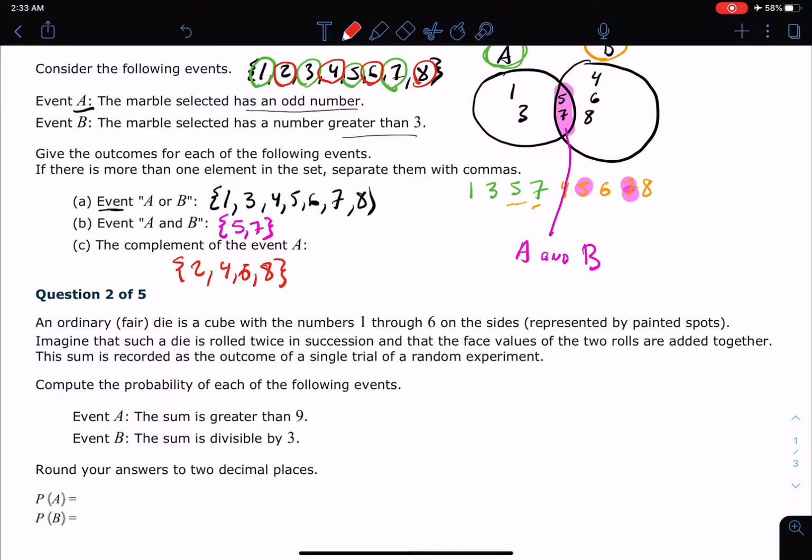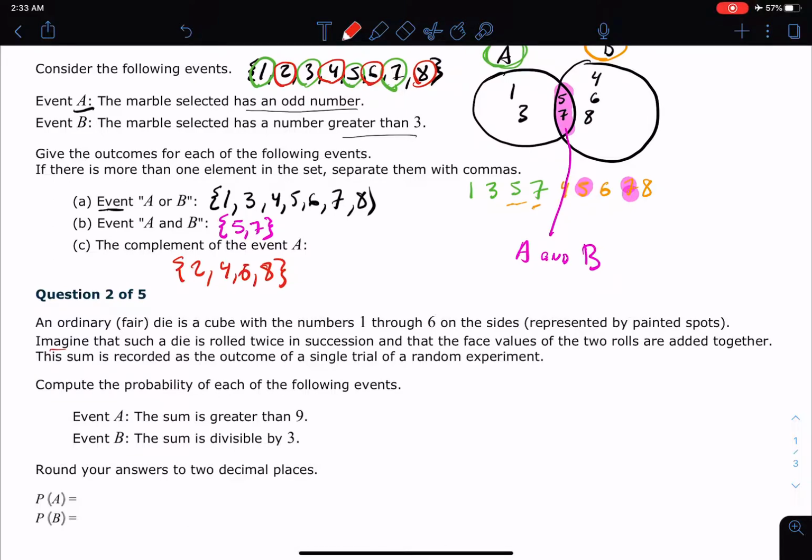And it says, an ordinary fair die is a cube with the numbers 1 through 6 on the sides, represented by painted spots. Okay, thank you. I think we know what dice are. Imagine, wow, my computer is ramping up trying to upload this stuff to YouTube. Anyways, imagine, here I am right here.